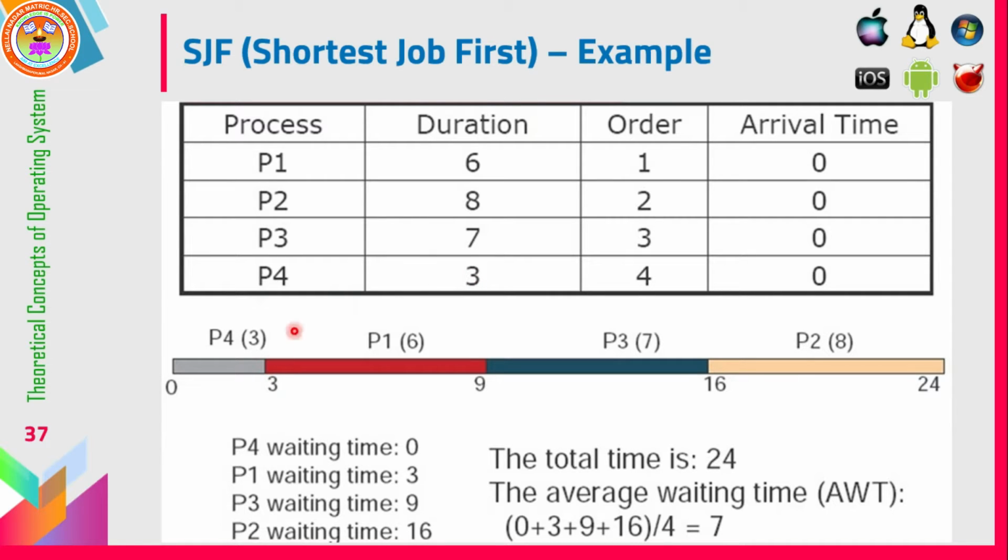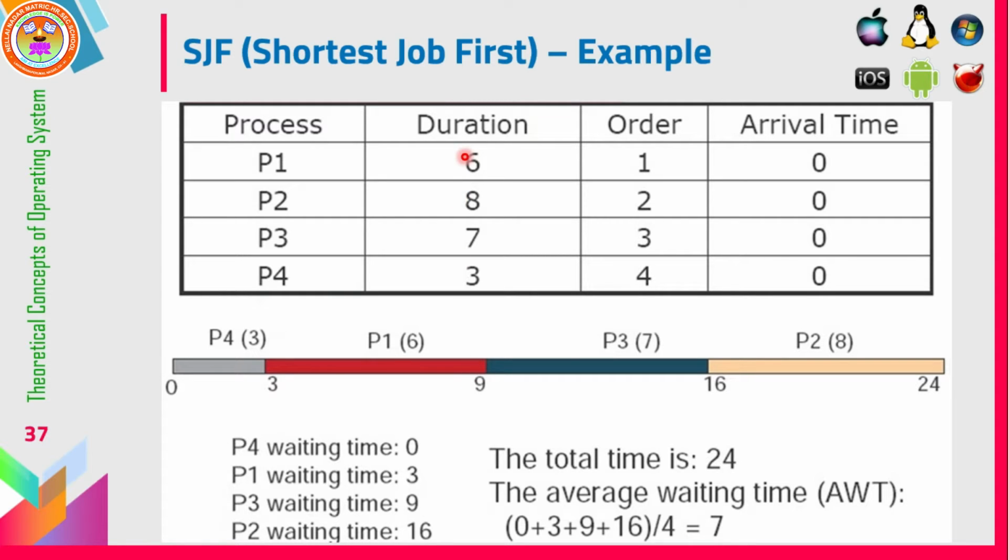Then number 2. Which one is the second shortest? Comparing the remaining values, 6, that is P1. So P1 is allocated. After 3, the duration is 6 minutes, so 6 plus 3 is 9. Understood? We already reached 3 minutes, so 6 plus 3 is 9 minutes. Once you complete process 1, you reach 9 minutes.